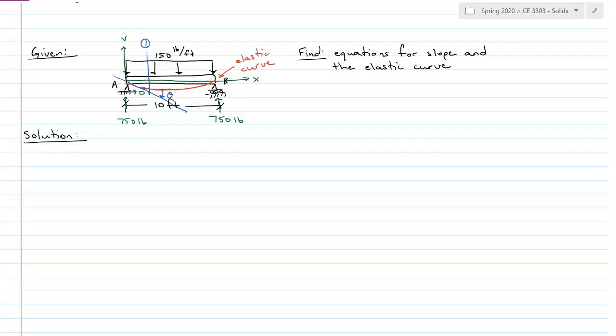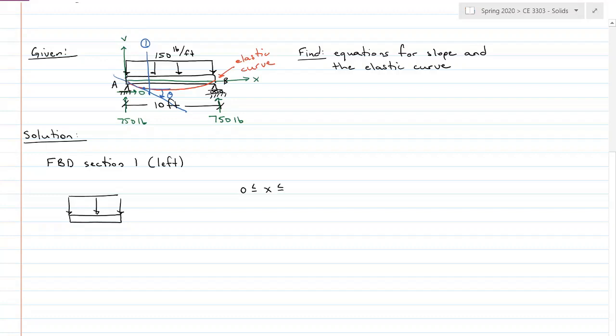All right, so I'm going to need a free body diagram of my section. Free body diagram, section 1, and I'm going to take it to the left. Give myself enough space down here. So here it is, just a representative section. There's no specific distance because 0 is less than or equal to x is less than or equal to 10 feet. X is representing a whole range of values.